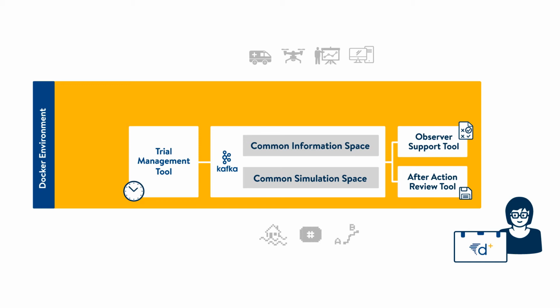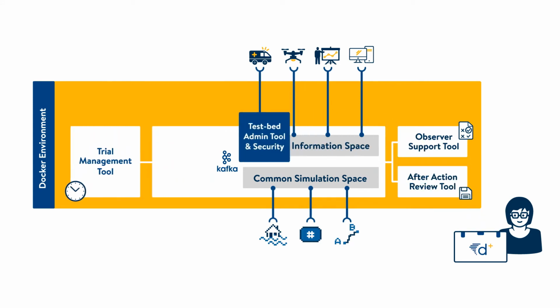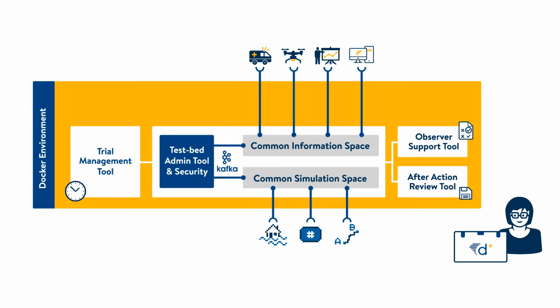The Testbed technical infrastructure comes with a set of connectors in Java, C#, JavaScript, TypeScript, Python, and as REST endpoint. They easily connect to the common information space and common simulation space, and you can customize them to connect to your own solution or simulator. In the Infrastructure's admin tool, you configure the connection of your solution or simulators to the CIS or CSS.